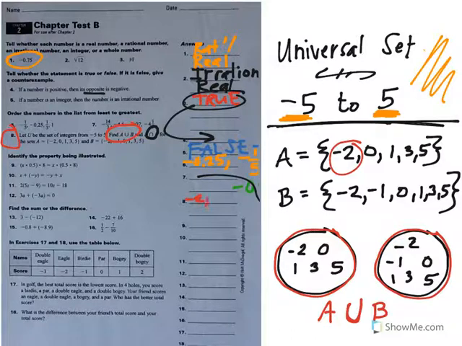I'm going to go ahead and say A union B again. I'll put equals, and I'm going to put my little brace here. It's called a brace. And negative 2 is in both. Actually, it doesn't have to be in both, but it just happens to be. So negative 2 is in both.